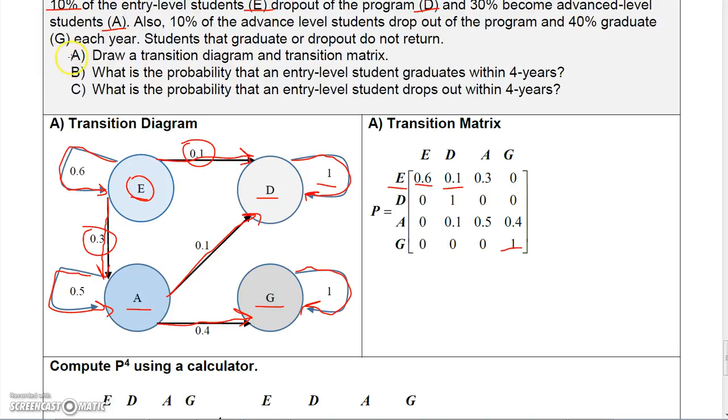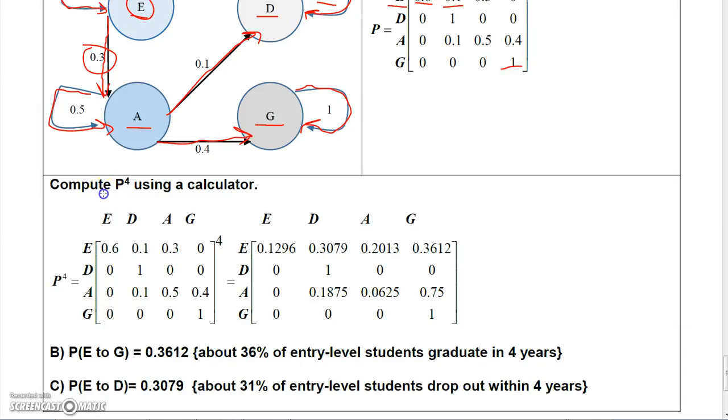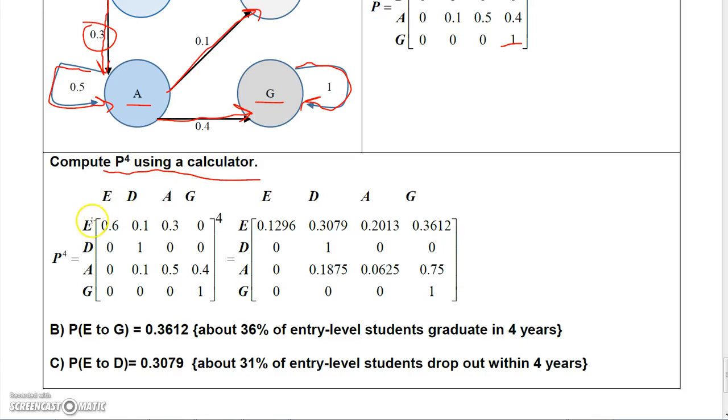Now the question here says draw a transition diagram and transition matrix, which I've done down here. And then it says what is the probability that an entry-level student graduates within 4 years? So we want to compute P to the 4th so that we can get 4 years. Well, I just took this matrix and I put it in a calculator and I raised it to the 4th power. And this was the result that I got.